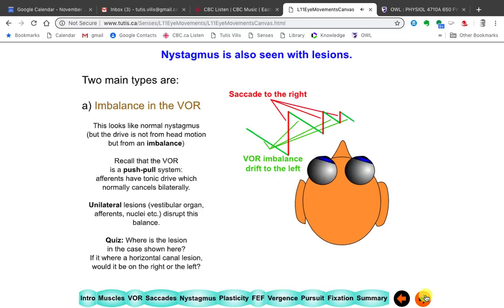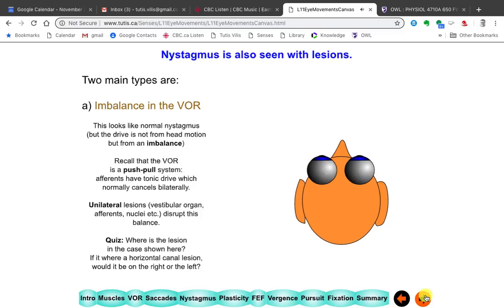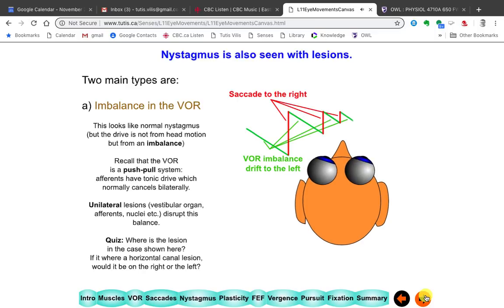Well, maybe it's one of the canals, or in the vestibular system, a canal is damaged. Would you think it's on the left or the right side? Everyone in favor of the right, hit the table. Everyone in favor of the left, hit the table. No one's quite sure.